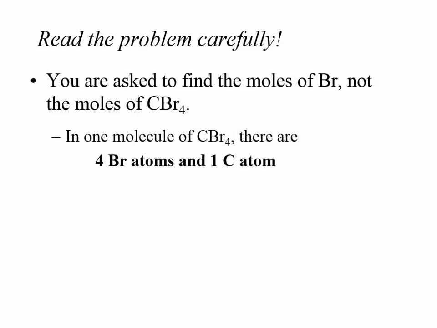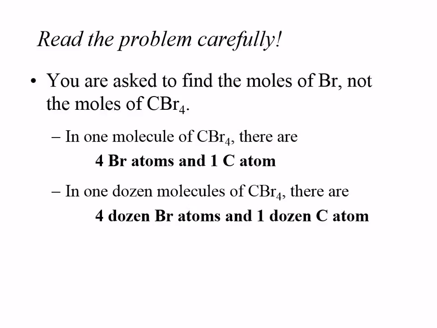Kind of thinking through this then, given the formula C1Br4 for a repeating unit of CBr4, do you buy this that we have 4 bromine atoms and 1 carbon atom in 1 molecule of CBr4? Now I added something today. Well, let's scale it up. Instead of just 1 molecule, let's have a dozen. Let's have a dozen CBr4 molecules.